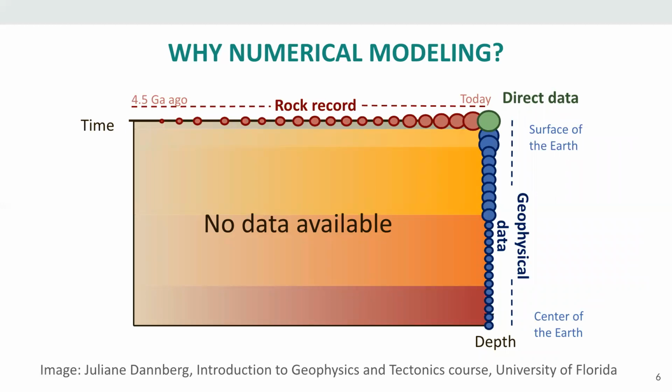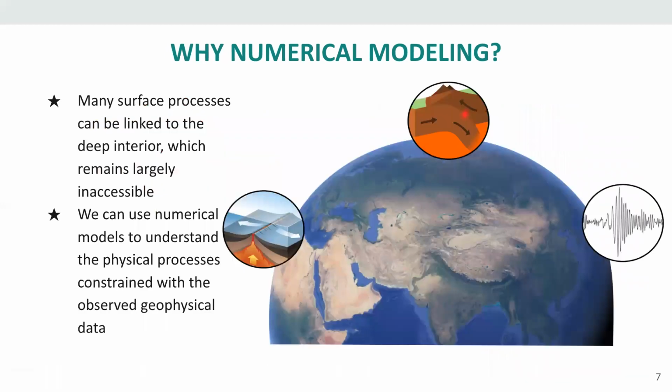Numerical models can help us understand what the thermal and geological evolution was in the past. And if the model is physically consistent, we can also understand what the Earth's physical condition was in the past. Another reason is that many surface processes, for example, the melt generation at the mid-oceanic ridges, the mountain building at the oceanic trenches, and the earthquakes, can be linked to the deep interior. And that interior is not accessible directly to us.